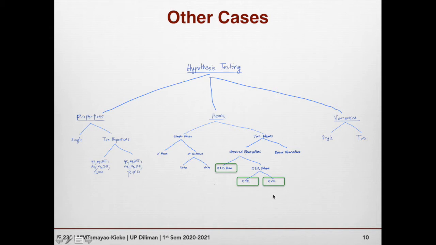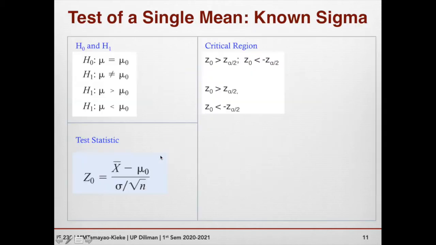Now, we've covered two means and paired observations. Let's now move on to the case where we are dealing with only a single mean, and you also have a known sigma. So in this case, again, we use the standardized normal distribution. Our test statistic is simply the mean of the sample minus mu naught, divided by sigma, the population standard deviation, divided by the square root of n, your sample size. And these are the corresponding critical regions for the three sets of H naught and H1.